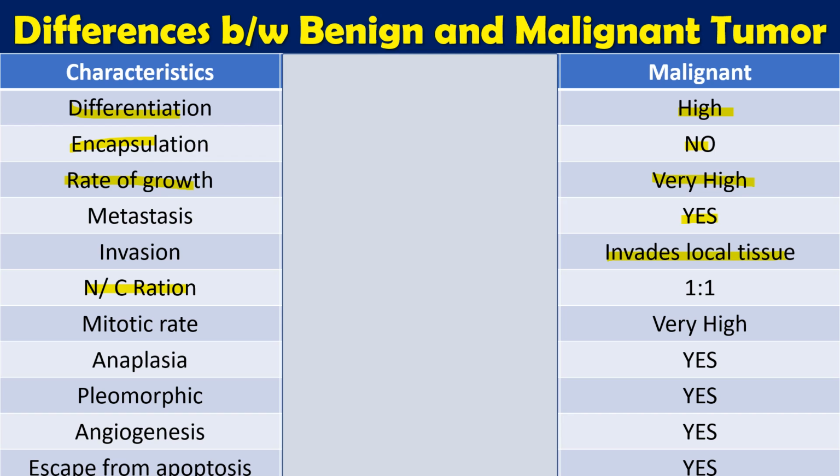Nuclear to cytoplasmic ratio: normally I have told you the ratio is 1:4 to 1:6, but in the case of malignancy, because chromosome replication is very fast, we have a very high amount of chromosomes, so the nuclear size also increases, and the cytoplasmic proportion decreases. So the nuclear to cytoplasmic ratio is 1:1. Mitotic rate is very high because it replicates very fast. Anaplasia: normal cell morphology is lost, which happens in malignancy. Pleomorphic: different cells will have different kinds of morphology.